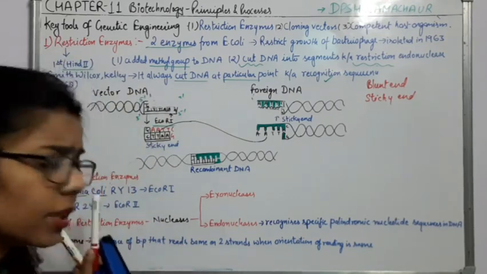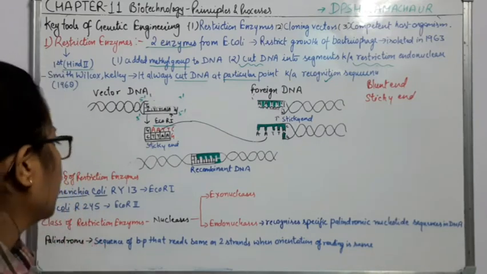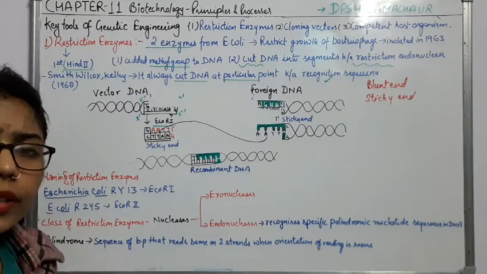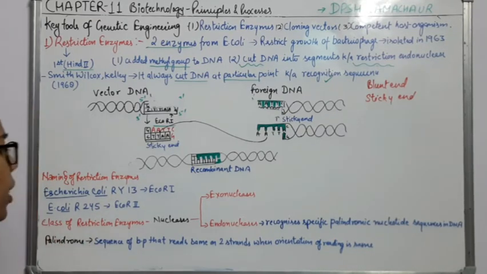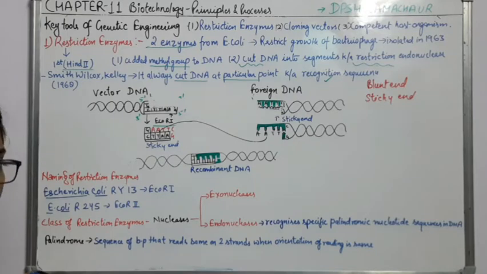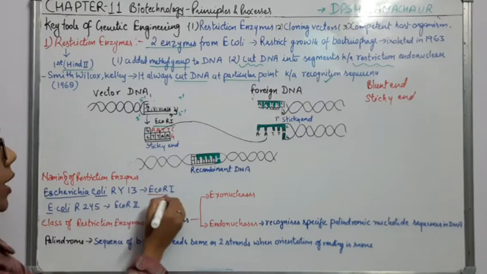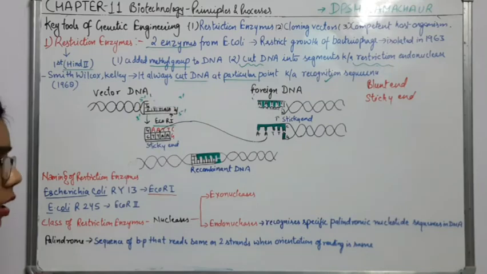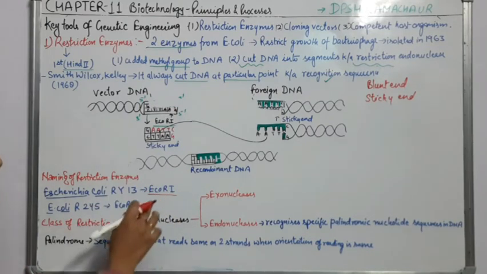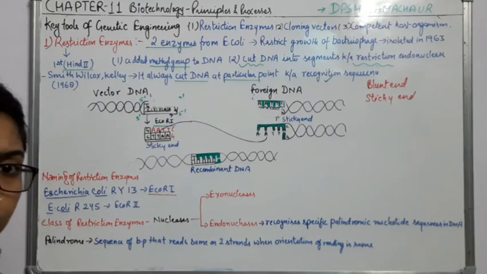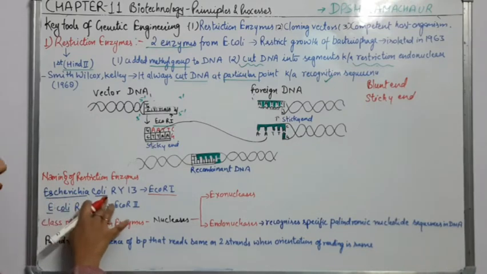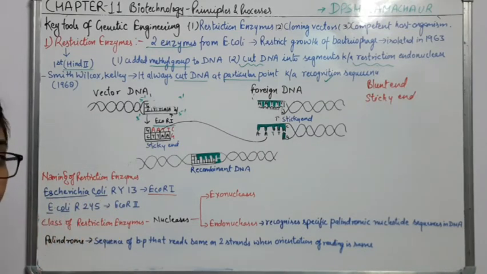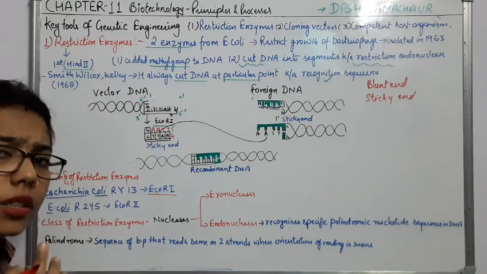Then something more important about restriction enzymes is how we give names to them. We have different restriction enzymes, for example EcoRI, which we have used here. So how have we named this EcoRI? We isolated it from which bacteria? From Escherichia coli, or we can say E. coli. And this E. coli has different strains also.